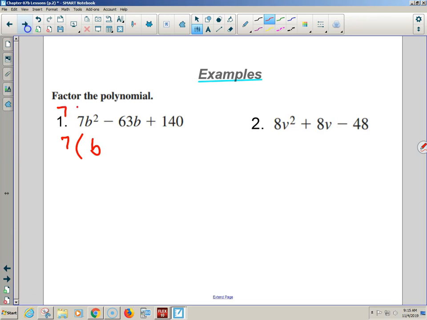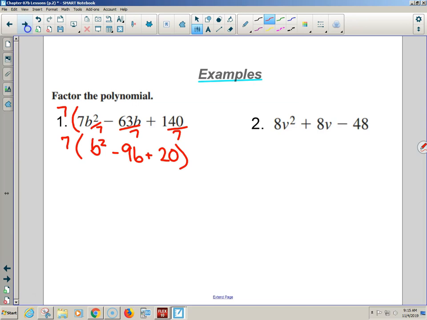And remember, when we factor out a GCF, what do we technically do to every single term? Divide. Okay, so 7 over 7 goes away. Easy. 63 over 7 becomes negative 9 times B. And then any mental mathers out there rocking the 140 over 7? 20.